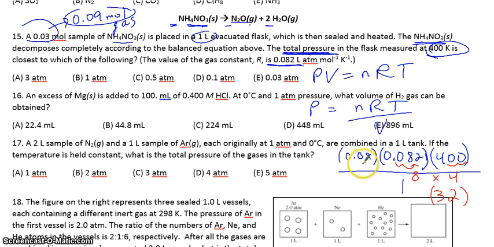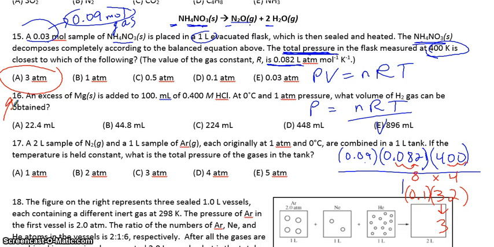And then I have to multiply by 0.09. Well, I could just guesstimate. 0.09 is like 0.1, like a tenth. So I'm cutting this down to a tenth, which I get about 3. And is that one of the answers? Yes, it is. So notice we were able to do a PV equals nRT problem in our heads, which is pretty impressive.